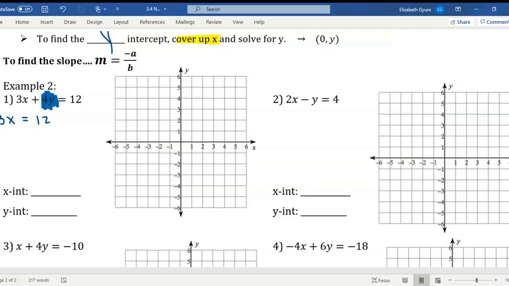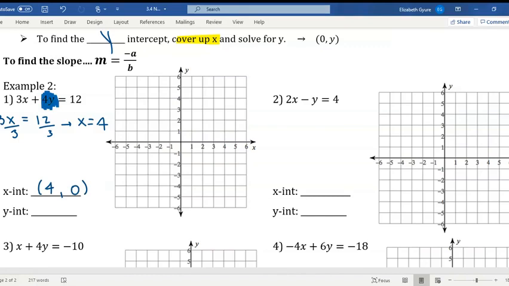What would you do? You divide both sides by 3. What is 12 divided by 3? 4. Good. That's my x-intercept. How do I write that as a coordinate point, though? You are going to graph it at 4, and when I ask you to write it as an intercept, remember that's x, y. Your x is 4, and we covered up y, so y would be 0.